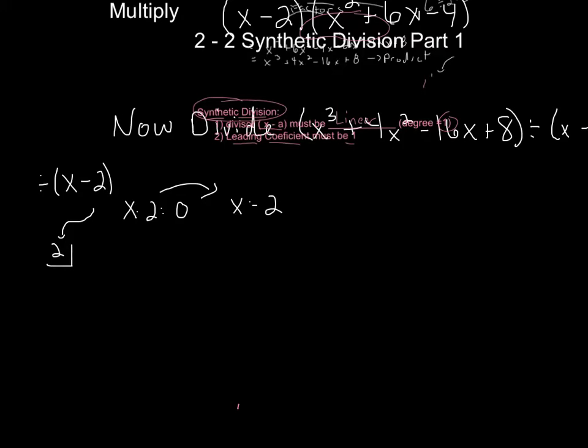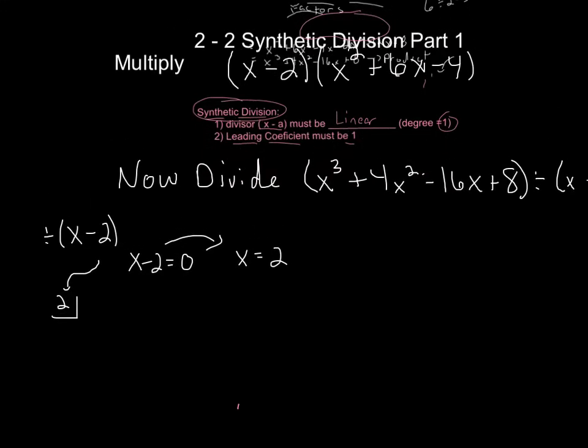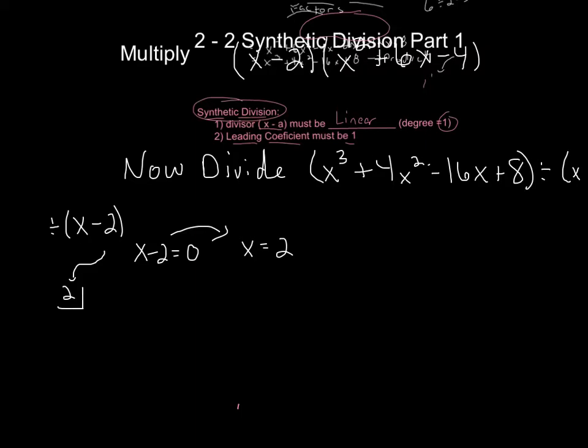And then what you put are your coefficients. Now, your coefficients are 1, 4, negative 16, and 8. And notice that you're not missing any. So let's put 1, 4, negative 16, and 8. Leave a little space. Hopefully you remember what to do from the last section. Drop your 1, you get 1. Take it times the hoopty. 2 times 1 is 2. 4 plus 2 is 6. 2 times 6 is 12. Negative 16 plus 12 is negative 4. And 2 times negative 4 is negative 8. And you get 0.